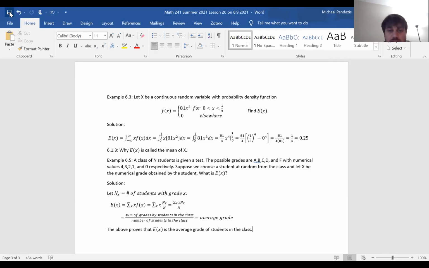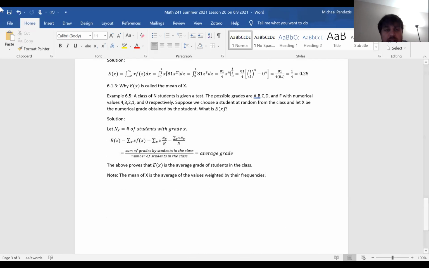Okay, and note another way to say that in this example is that the mean of x is the average of the values weighted by their frequencies. Weighted by the frequencies means you're weighting each grade by how many students got that grade. So this is example 6.6.